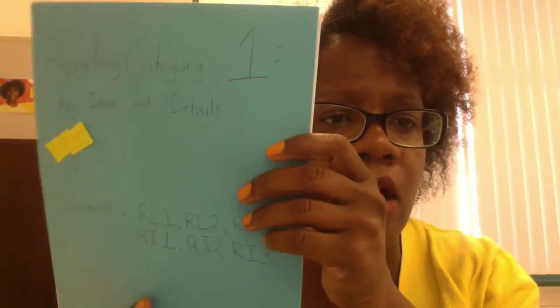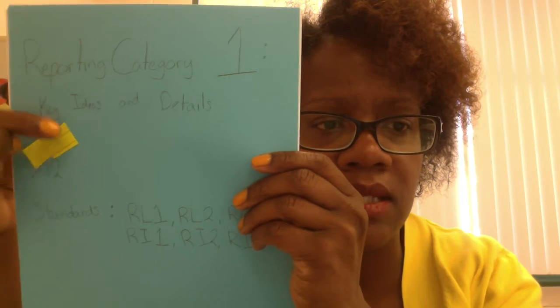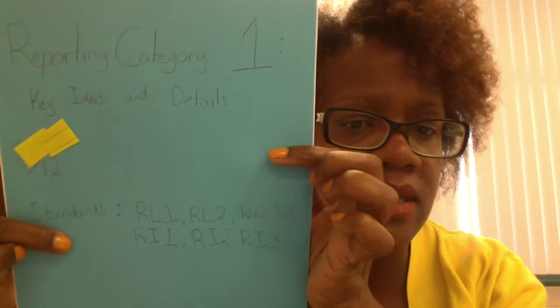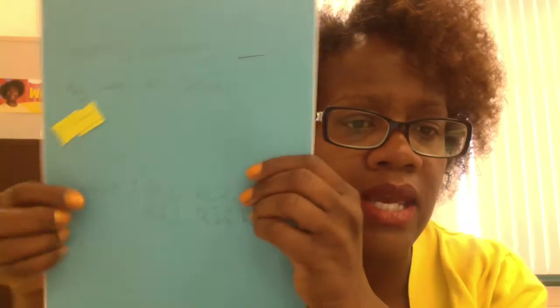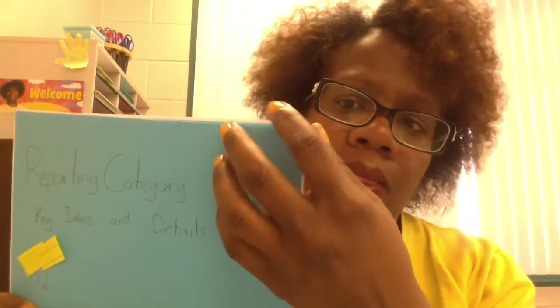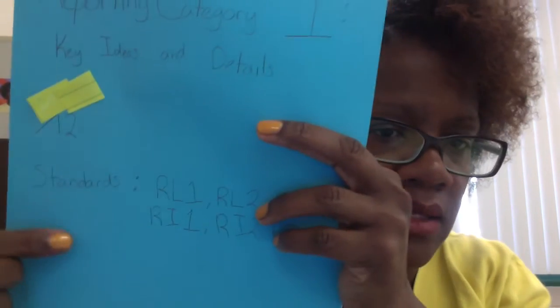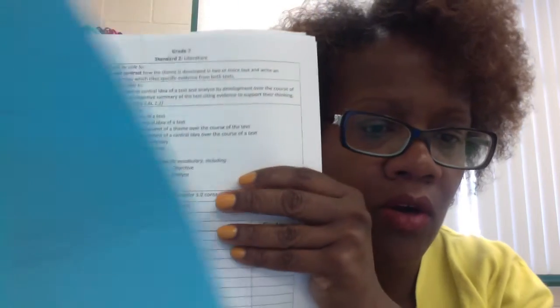So you need a cover sheet for reporting category 1. It'll have the title, which is this, reporting category 1, key ideas and details, your score, and the tested standards. Then in this order, you're going to put each scale. So standard 2 for literature goes next. We don't have a scale for reading literature 1.